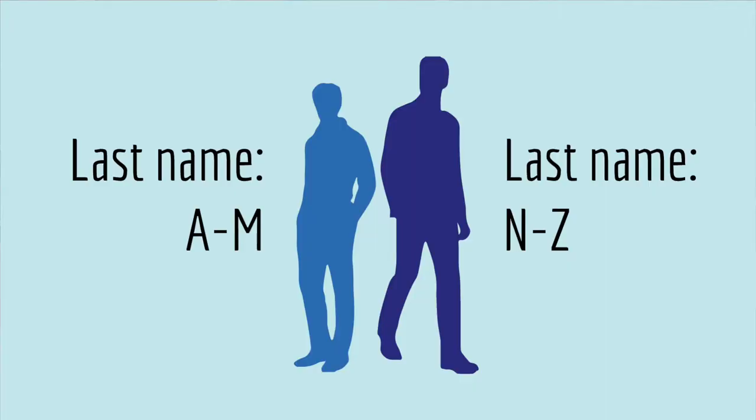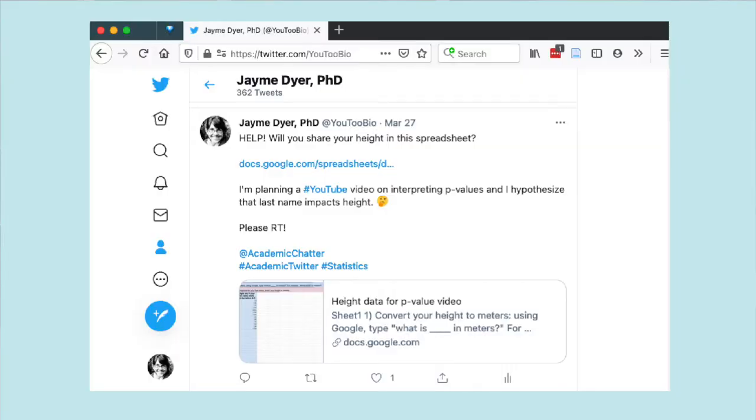Let me give you another example. I had this idea once that people's height depended on their last name. What? So I thought maybe people whose last name starts in the second half of the alphabet, maybe those people are on average a little bit taller. I know, but it's a testable hypothesis. So I did an experiment. I asked people on Twitter to tell me their height and the first letter of their last name.